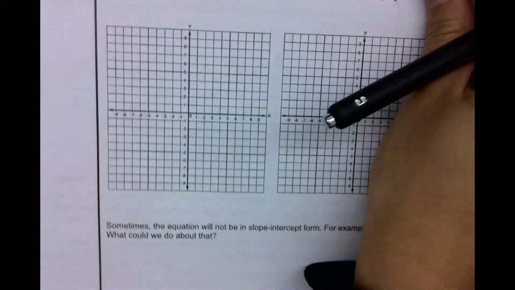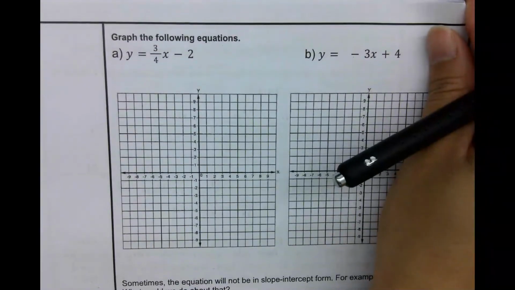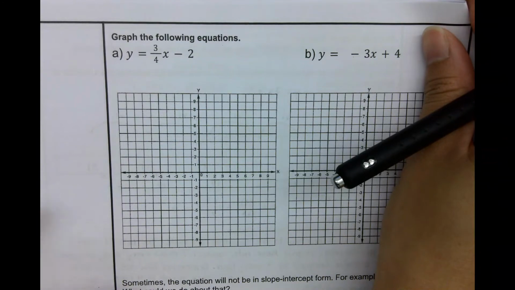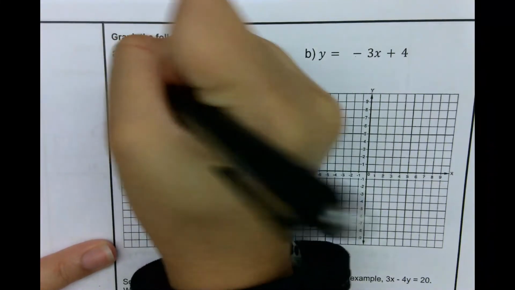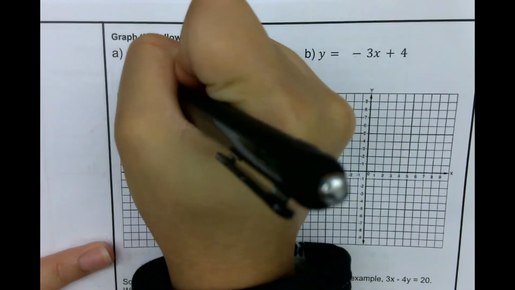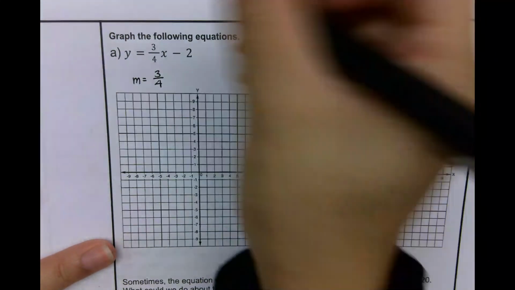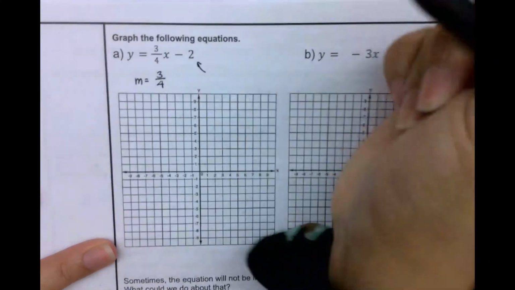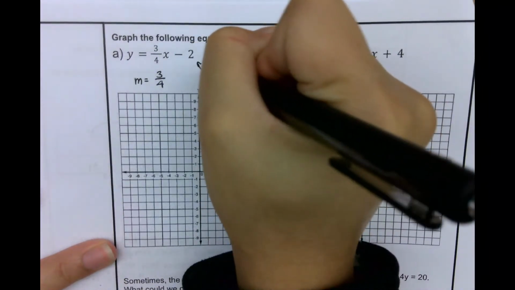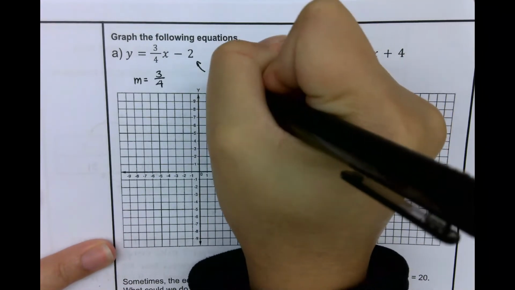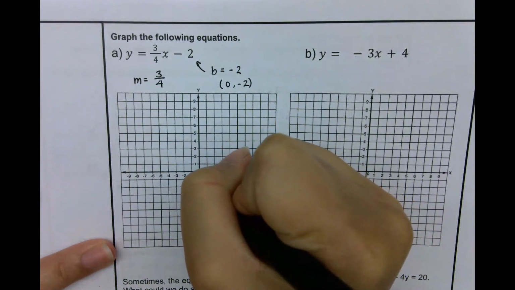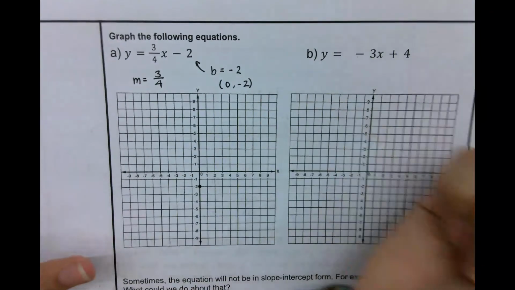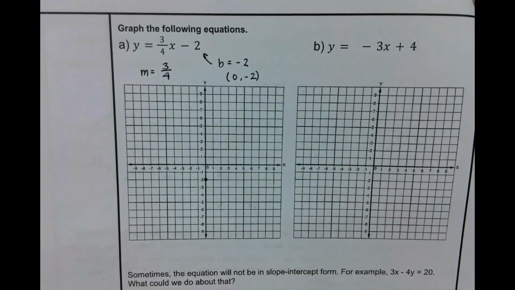So here we're going to graph y equals 3/4 x minus 2. My slope here is 3/4. My y-intercept, my b here is -2. And so this is (0, -2). So start by plotting my y-intercept.